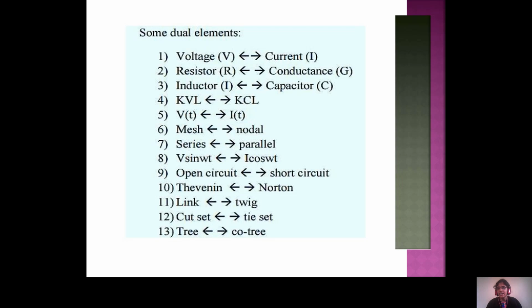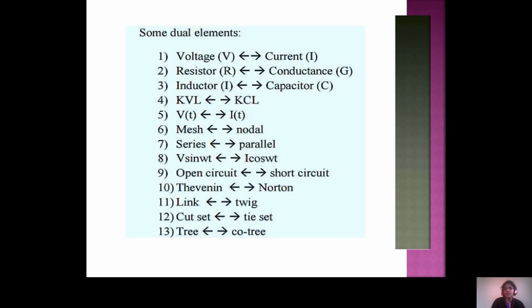Voltage V of t and the current I of t. Either it will be current I of t, it is V of t. Mesh analysis is there, you have to convert to nodal, and if nodal is there, mesh. Series is there, it will be in the form of parallel. Parallel will be there, it will be series. V sin omega t, convert to I cos omega t. Open circuit, then short circuit must be there. If short circuit is there, you have to convert it to open circuit.